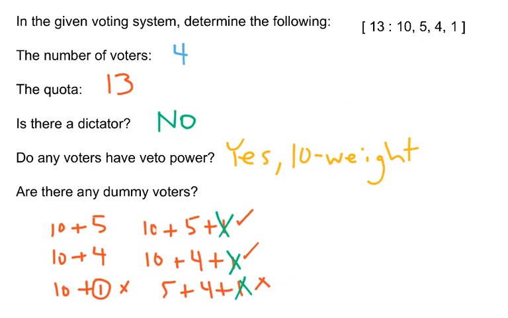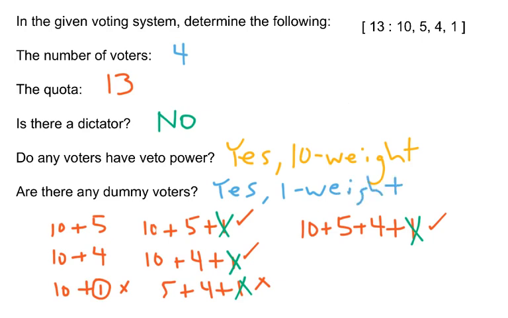And then the last coalition that could pass a motion that I could consider would be if I have the entire group voting in favor. Well, that's everybody, and that's certainly enough weight to pass a motion. But here again, the 1 weight voter was not necessary. So it's never necessary to include the 1 weight voter for a motion to pass. So do I have any dummy voters? Yes, I do. The 1 weight voter is a dummy.